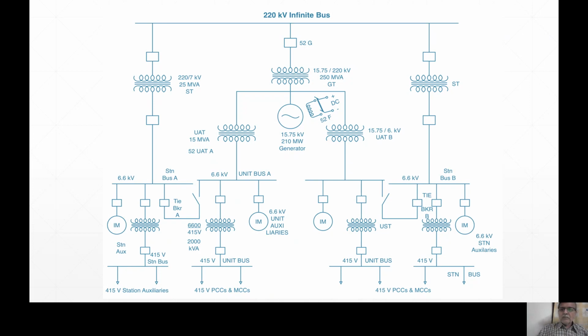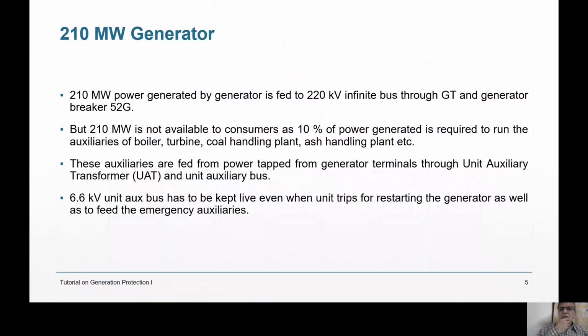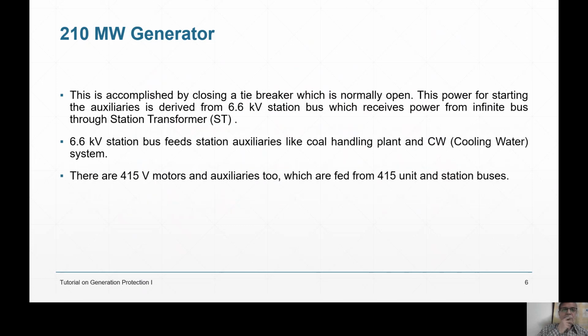So going further, my dear friends, this is what I discussed. Yes, all these things I have discussed. The 210 megawatt power generated by generators is fed to the 220 kV bus through 52G. 10% of power is consumed by auxiliaries. These auxiliaries are fed by UAT, and the 6.6 kV unit auxiliary bus has to be kept live even if the unit trips, to feed the emergency auxiliaries. These all things I told.